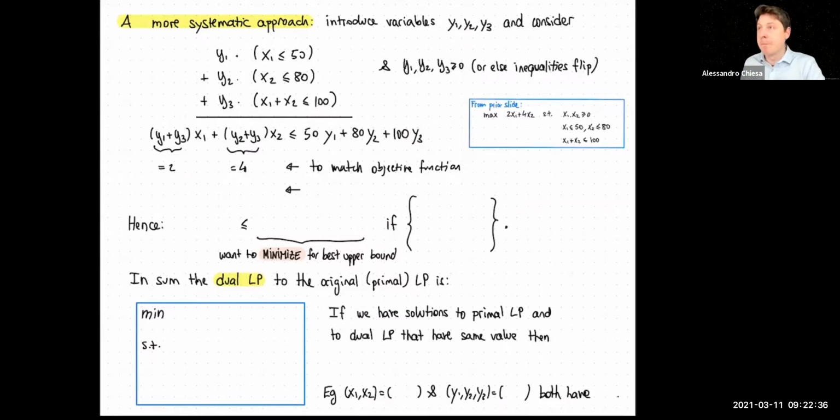And actually, I don't really need it to be 2 and 4. Since I'm maximizing, it's okay if I just ask for at least 2 and at least 4, because if I want to bound 2x1 plus 4x2 from above, it suffices for me to upper bound anything above that, okay? With coefficient at least 2 in x1 and at least 4 in x2, okay? And again, these things are non-negative, right? So this is also okay.